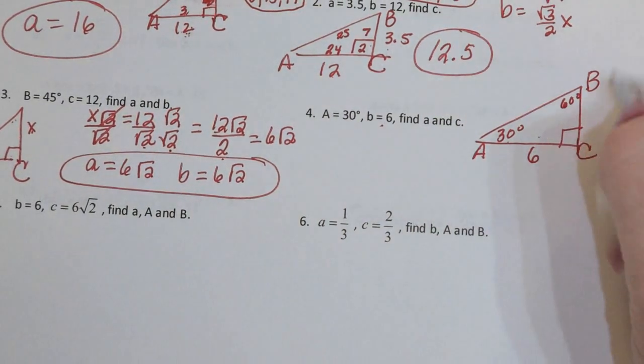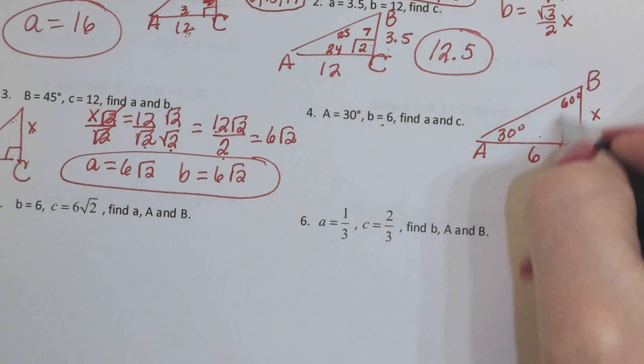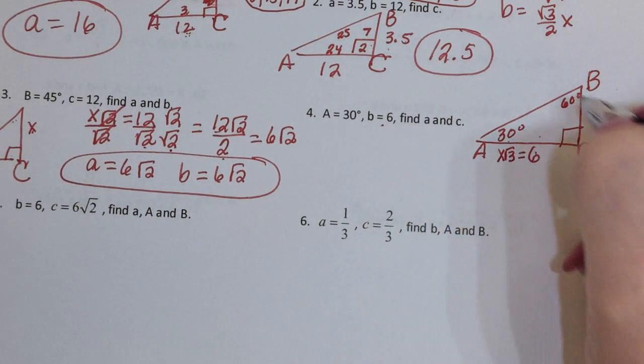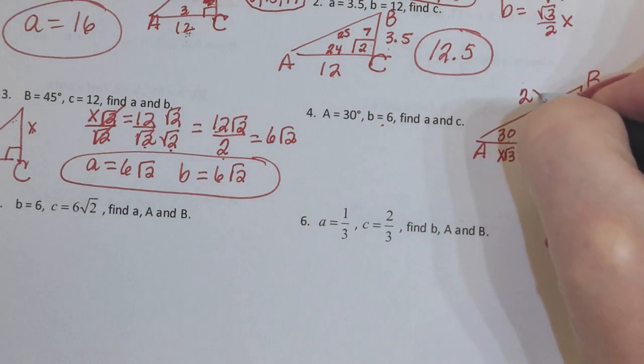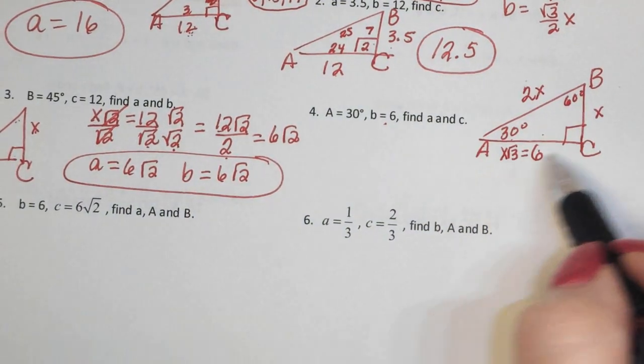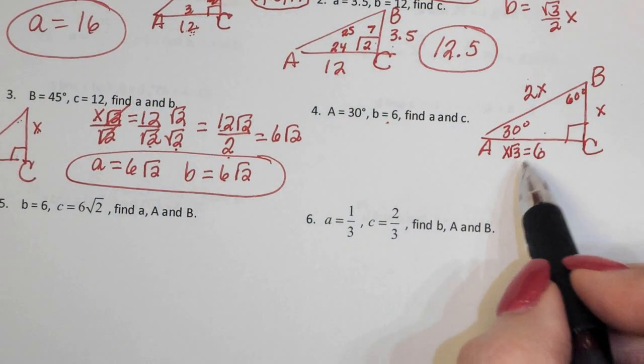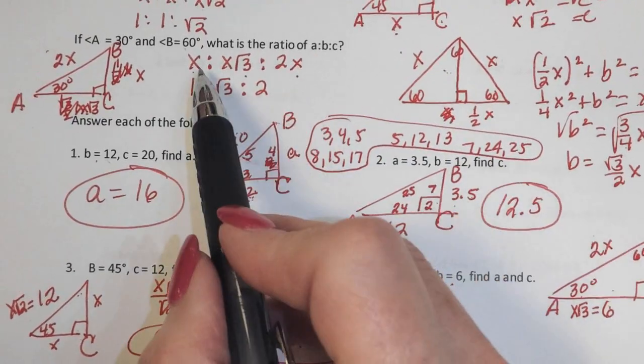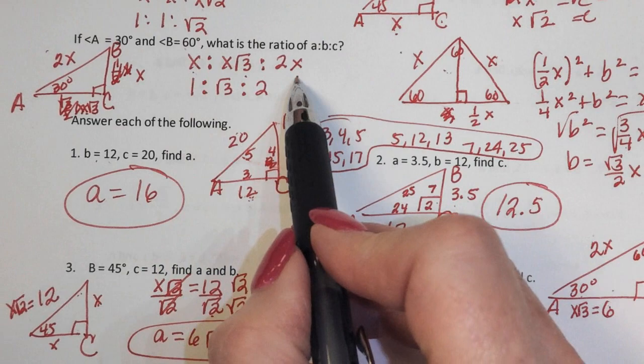Well, across from the 30 side is our x. Across from our 60 side is our x radical 3 side. And across from here is our 2x side. Well, in order to solve this triangle, I have to solve for x. Okay, and where this all came from was right here. x, x radical 3, 2x.